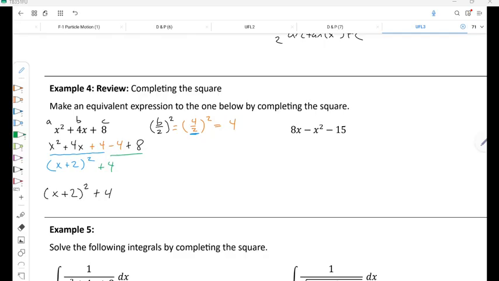So first step here is I'm going to rewrite, I'll do all the steps. You can combine these first two, but I'm going to rewrite it as -x squared plus 8x minus 15. And then I'm going to factor out that -1 to change all those signs to x squared minus 8x plus 15.